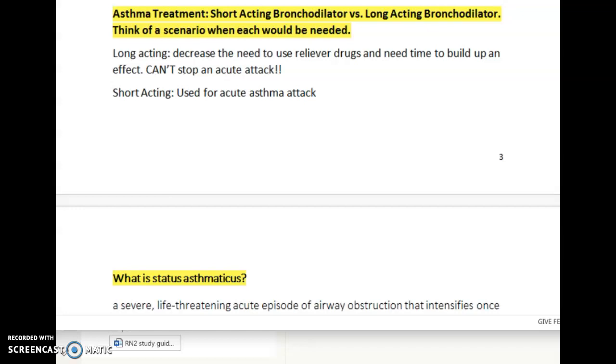Asthma treatment is usually a short-acting bronchodilator or a long-acting bronchodilator or both. The short-acting bronchodilator is used for that acute asthma attack when they can't catch their breath and they can't stop coughing. The long-acting is an everyday treatment for someone who lives with asthma. It decreases the need to use reliever drugs and it needs time to build up an effect. It cannot stop an acute attack.